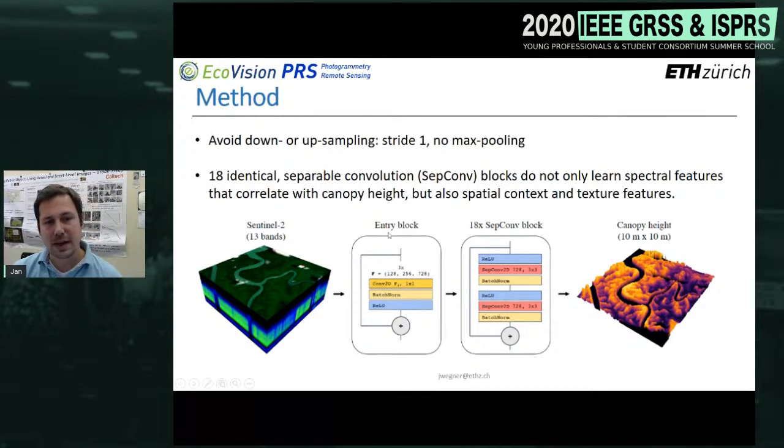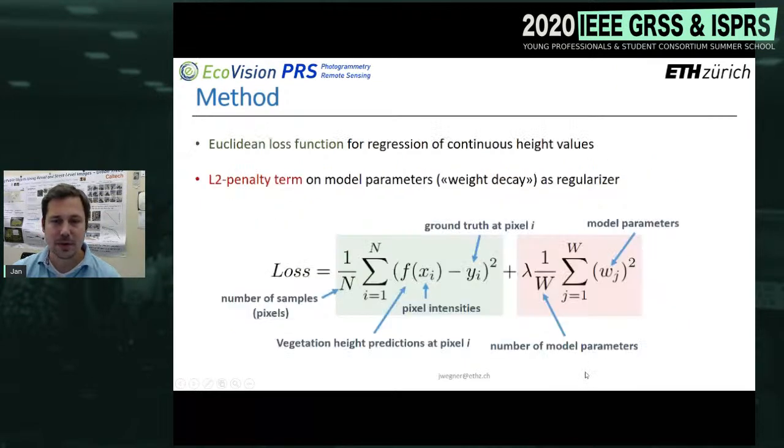So again, we designed this CNN architecture. The input is a Sentinel-2 image, and the output is then the estimated canopy height. So we directly regress the height using a rather simple Euclidean loss function for regressing continuous height values.